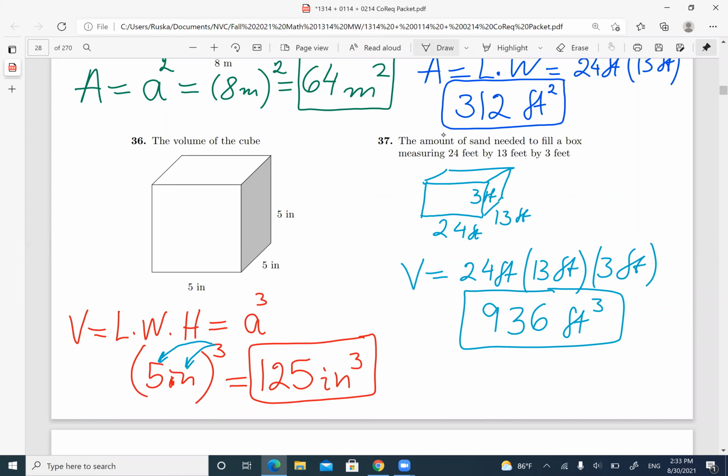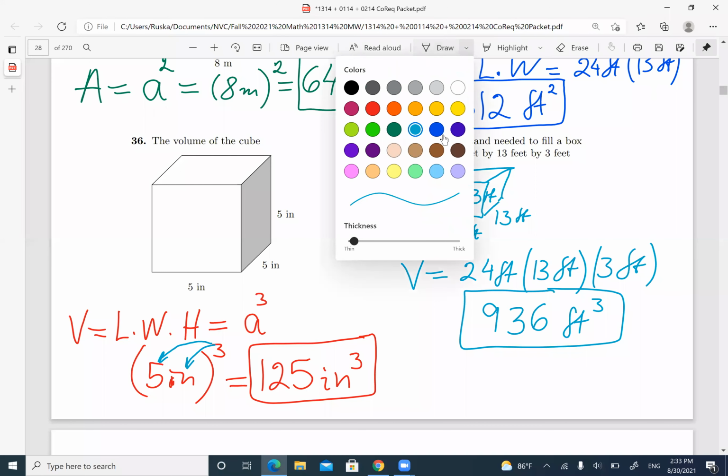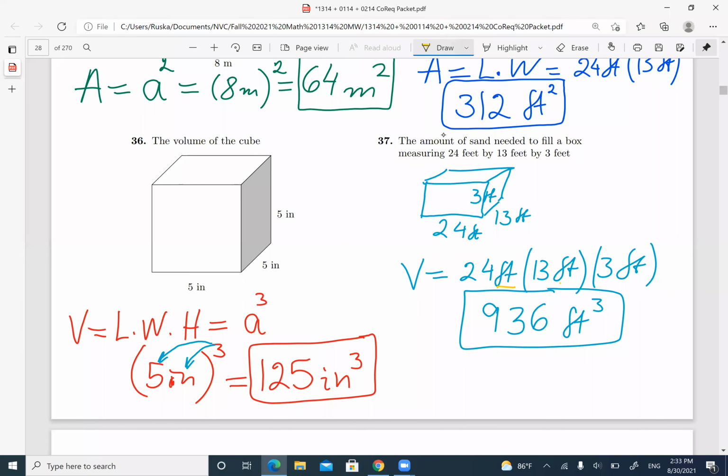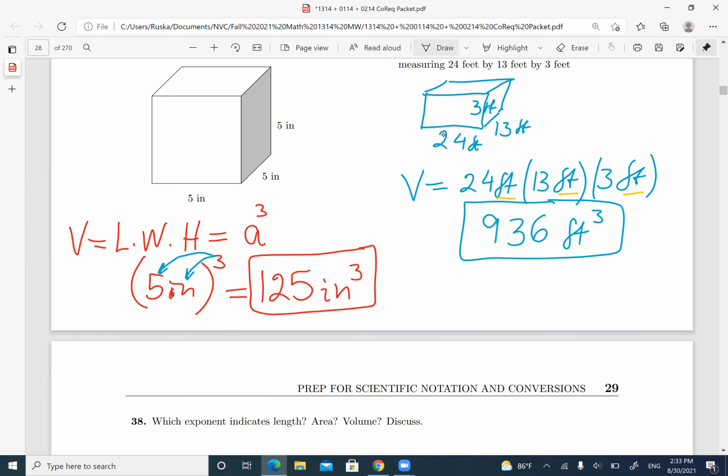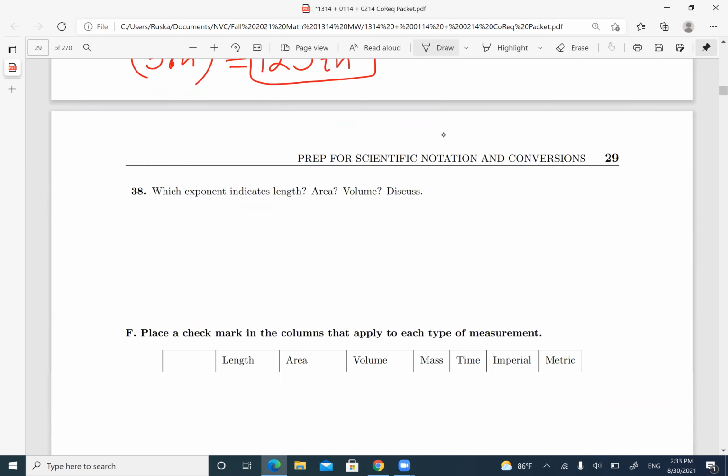Okay, so keep that in mind when you do conversions. The units also multiply. See here, you're multiplying feet times feet times feet. That's 3 times, which gives you the exponent 3. Okay, so that's what we have here.